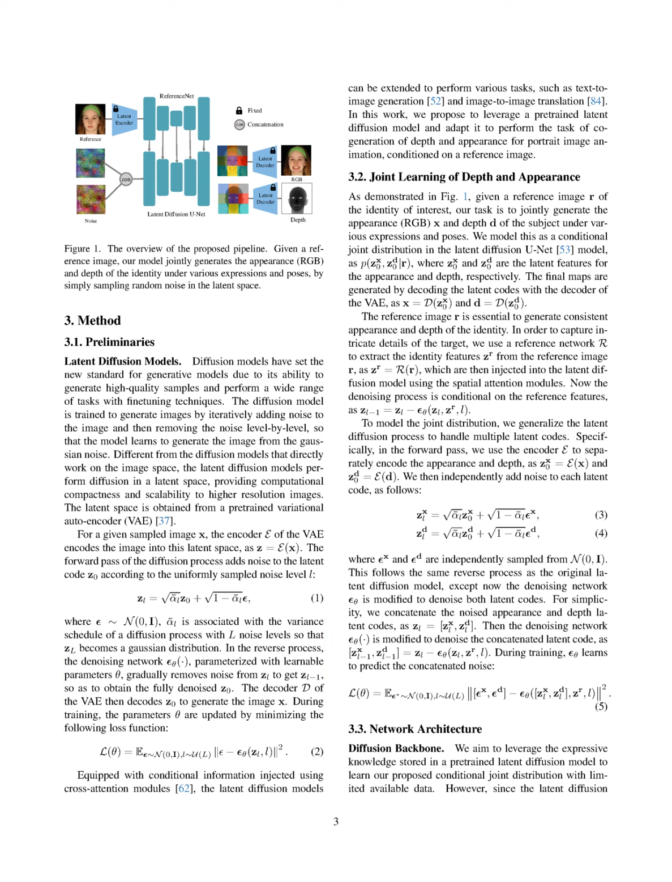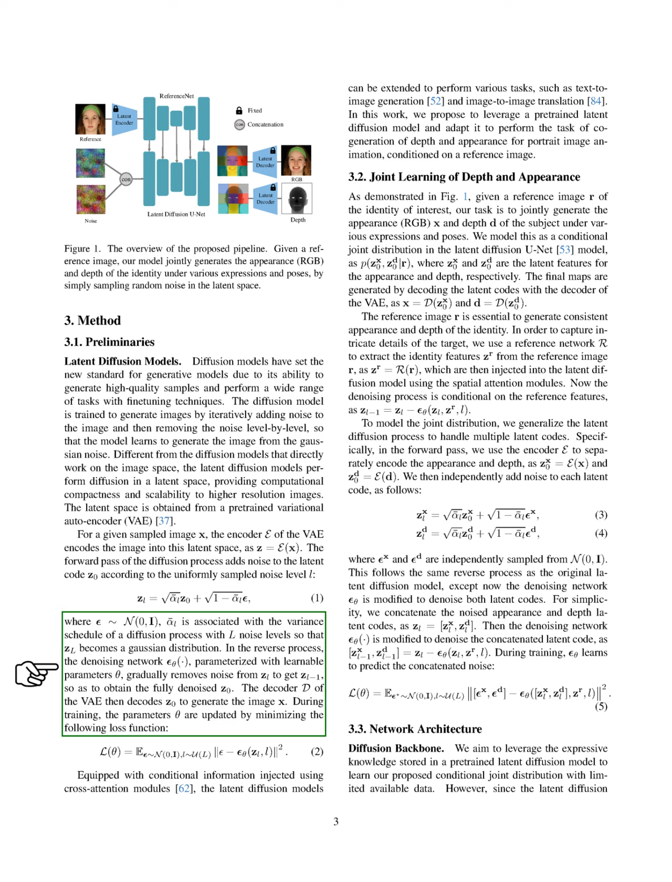effectively. Section Summary. In this section, we describe our method using latent diffusion models, which generate high-quality images by adding and removing noise in a latent space derived from a pre-trained variational autoencoder. We propose a joint learning approach to co-generate depth and appearance for portrait animation, leveraging a reference image to ensure consistency and employing a modified denoising network to handle multiple latent codes for appearance and depth.